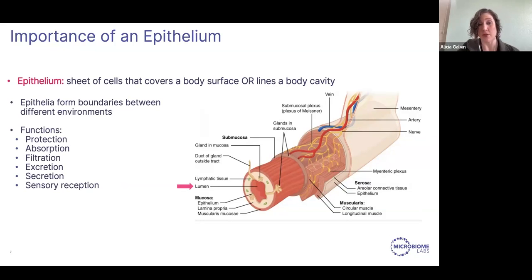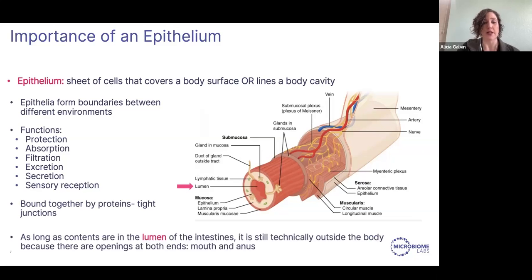Think about the kidney epithelium. The epithelium of the kidneys has a certain role and function: excretion, sensory reception. And in all epithelial linings, they're bound together by tight junctions. We often think about tight junctions in terms of the intestinal epithelium, but there are tight junctions in other epithelial sheets of cells in other body areas.